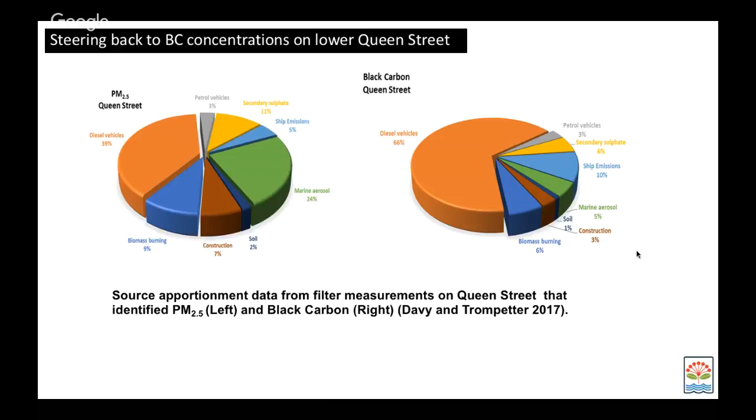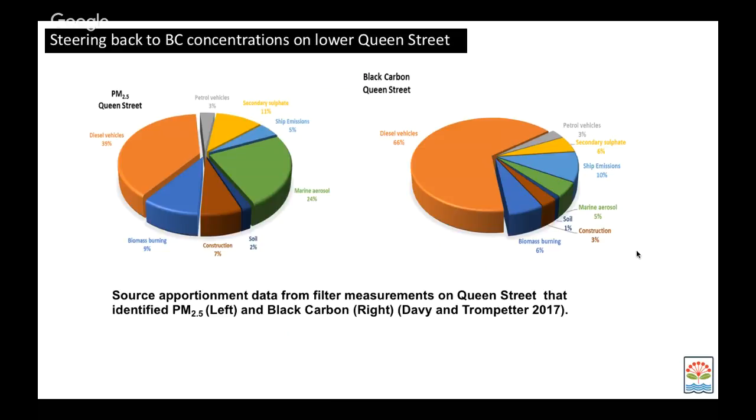I should just point out that there used to be fairly routine filter collection of both PM2.5 and PM10 down at Queen Street, but now that there's a continuous optical instrument there, we only do PM10 filter measurements, which are collected every 6 days. So we've got less comprehensive source apportionment information now, but there's enough to go on historically, and there's plenty more collected at other sites across Auckland.